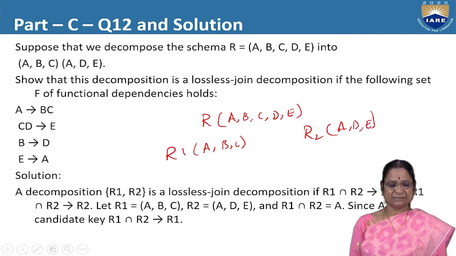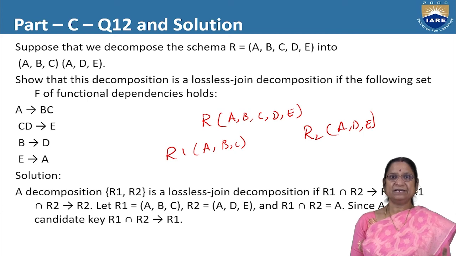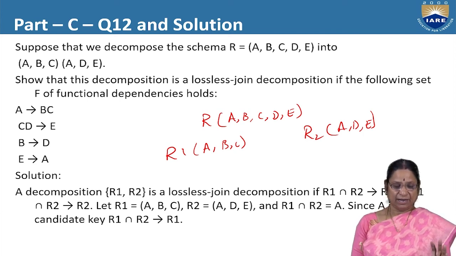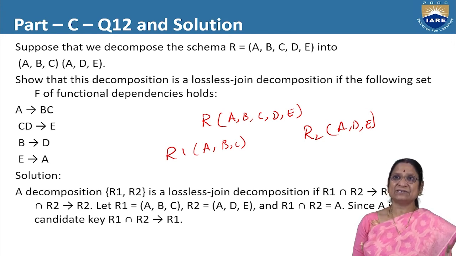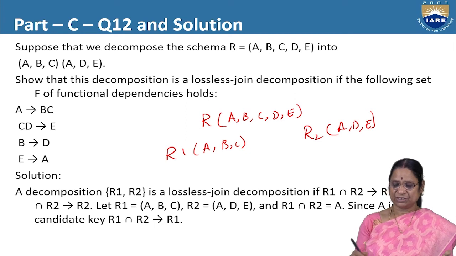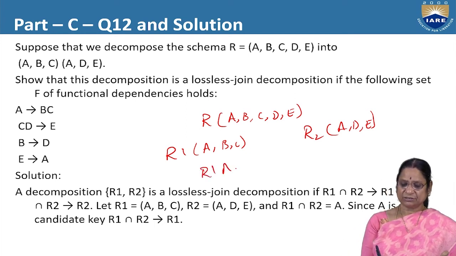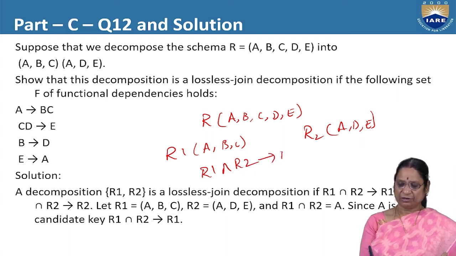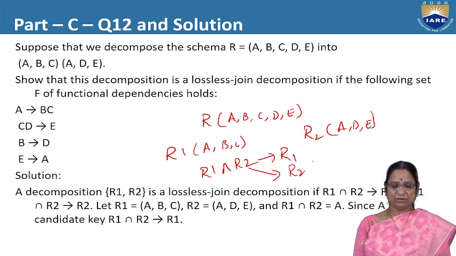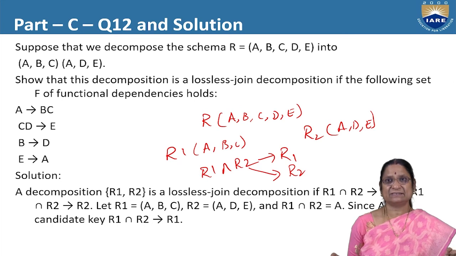So what is the set of dependencies that holds? A determines BC, CD determines E, B determines D, and E determines A. What we need to prove is that this decomposition is a lossless join decomposition. Lossless join decomposition means R1, R2 is a lossless join decomposition if R1 intersection R2 determines R1 or R1 intersection R2 determines R2. If either of these two conditions is satisfied, then we can say it is a lossless join decomposition.